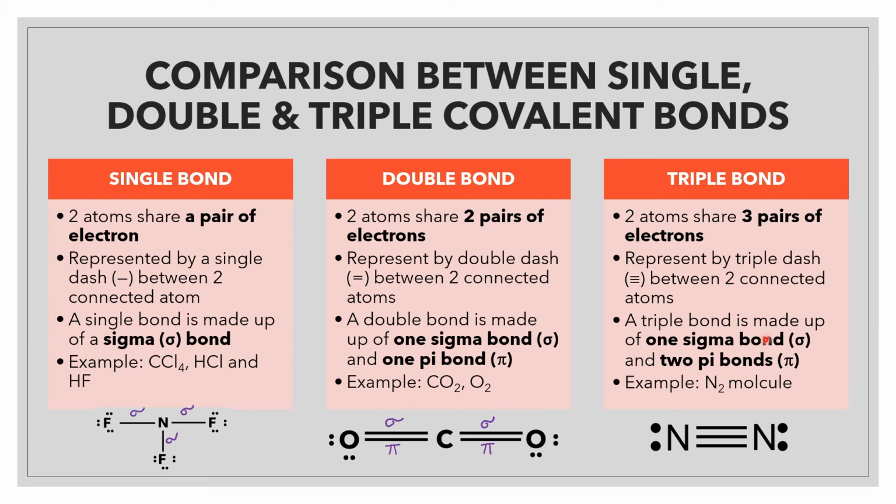And a triple bond is made up of one sigma bond and two pi bonds. So this triple bond ini mengandungi apa? Mengandungi satu sigma dan 2 pi bonding. So these are the comparisons untuk double, single and triple bonds.